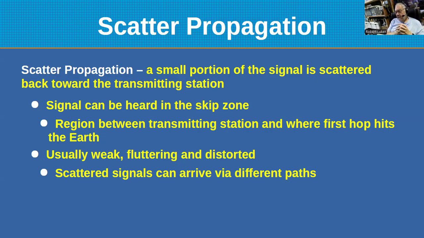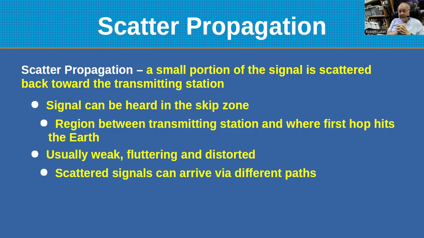Now, it tends to be very sporadic because the atmosphere is turbulent and these particles are not static. So it's not a very dependable means of communication. It's typically a very weak signal because only a small portion of your signal is being scattered from point A to point B. A lot of times it can be distorted because of the change.